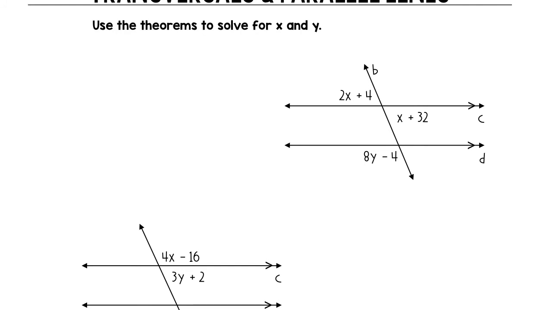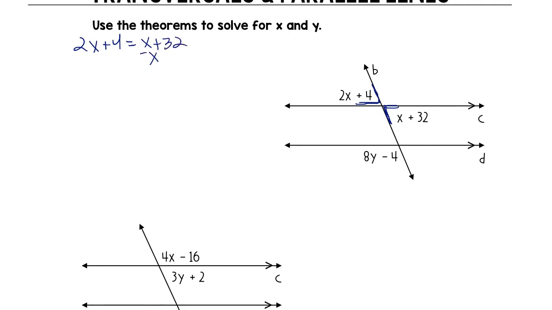Now let's use some of our algebra skills. So we've got 2x plus 4 is this angle measure right here, and x plus 32 is the other vertical angle. Well, we know vertical angles are congruent. So we can say 2x plus 4 equals x plus 32 and solve for x.